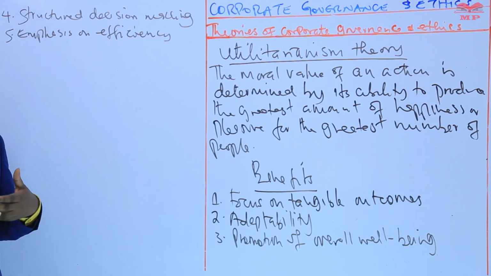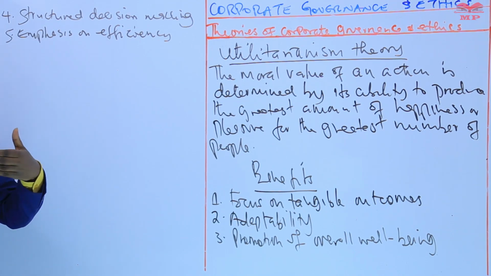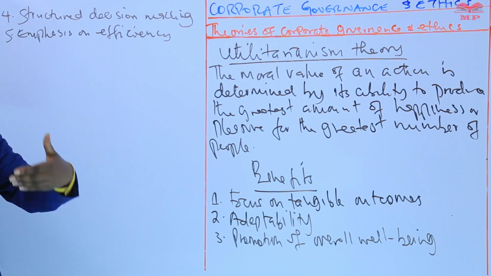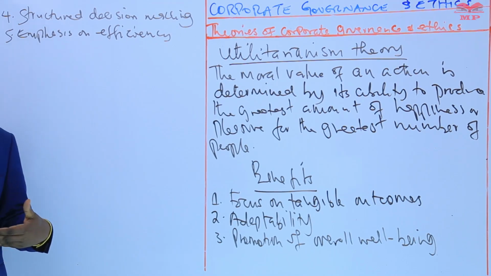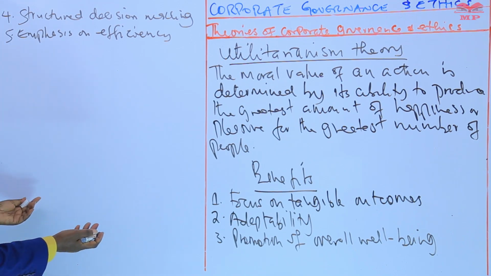It emphasizes efficiency. It ensures that the company seeks to achieve the greatest good with the least amount of resources, encouraging companies to optimize their operations for maximum benefit. Emphasis on efficiency. So these are 5 benefits.